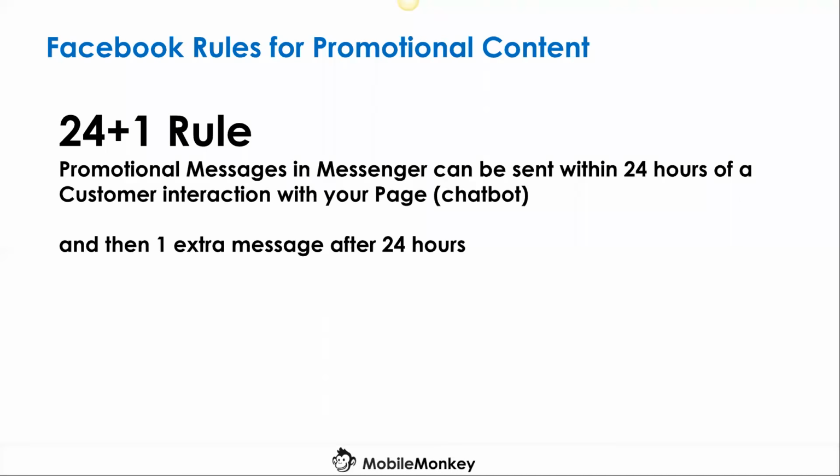The 24+1 rule means promotional messages in Messenger can be sent within 24 hours of a customer interaction with your bot, with your page, basically your chatbot. Any time within that 24 hours, you can send them blatantly commercial promotional stuff and ask them to buy things. Perfectly fine. In fact, you can send them as many messages as you want. Now, I don't recommend that you blast them every 5 minutes, but you can send them a couple. And then you get one freebie after that, one extra message after 24 hours, okay?